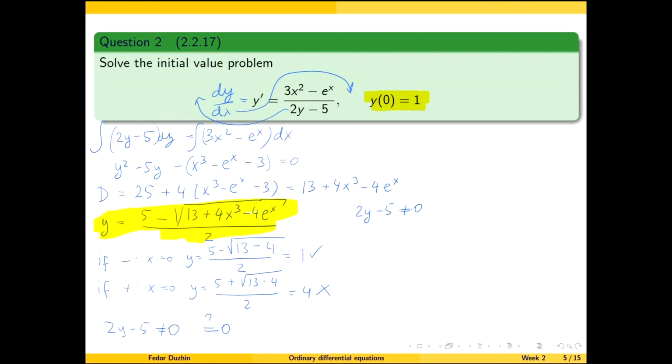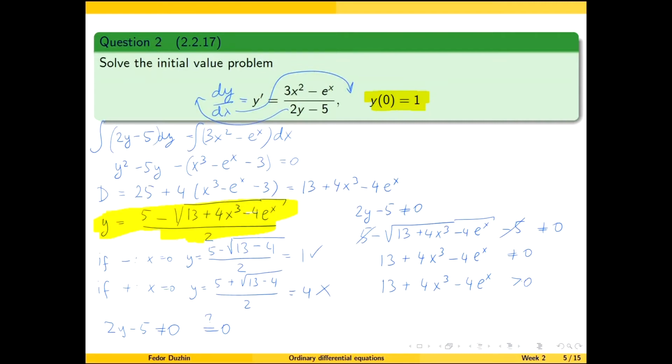So what is 2y? 2y is 5 minus the square root of 13 plus 4x cubed minus 4e to the x. This is 2y minus 5, which is not 0. So 5 minus 5 cancels out. We need to make sure that 13 plus 4x cubed minus 4e to the x is not 0. Moreover, because we are taking the square root and the expression inside the square root should be positive, we should make sure that 13 plus 4x cubed minus 4e to the x is strictly positive.